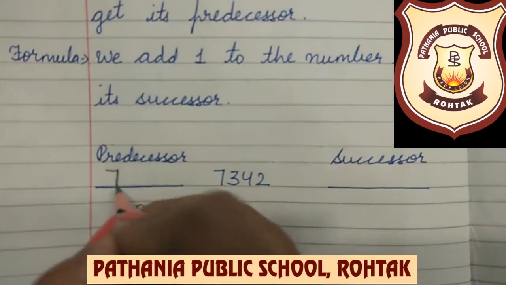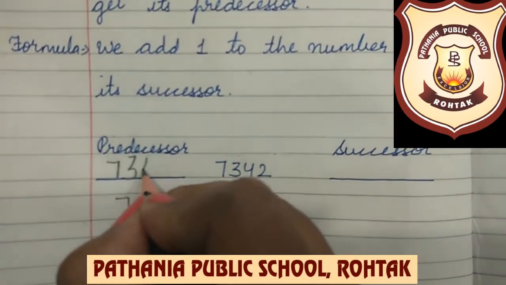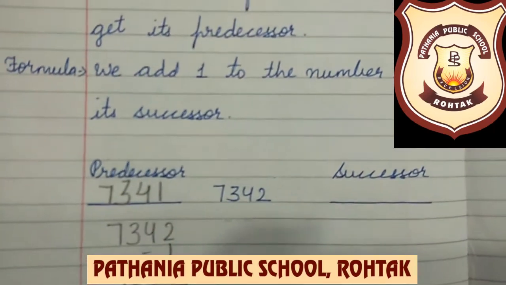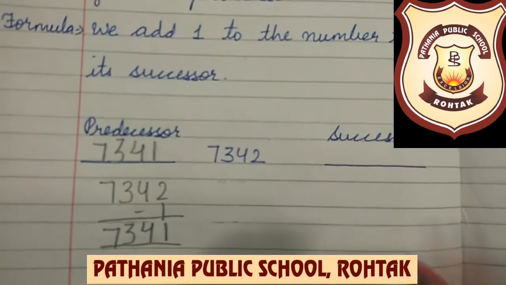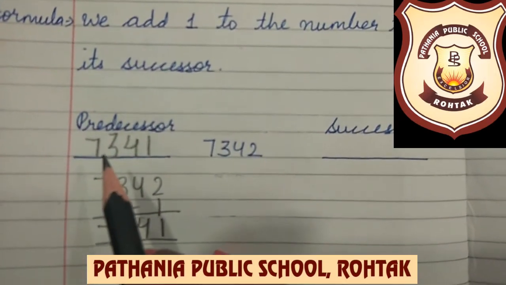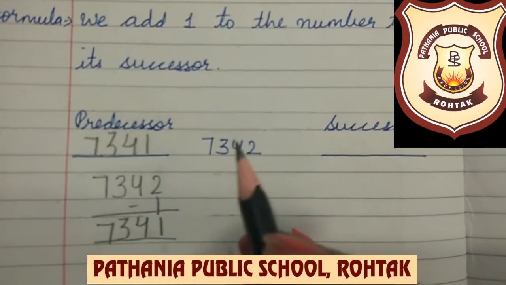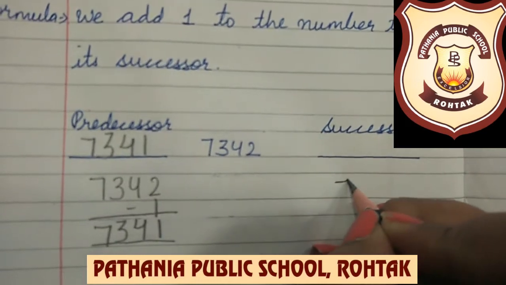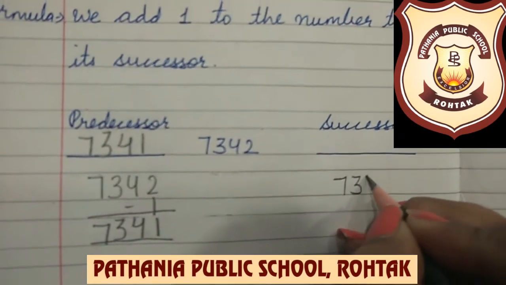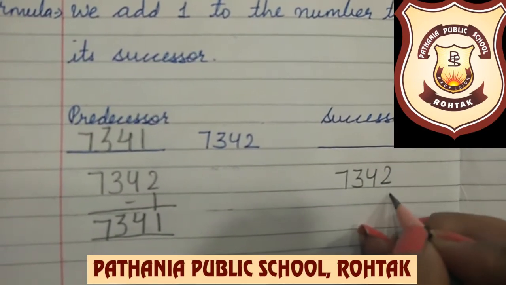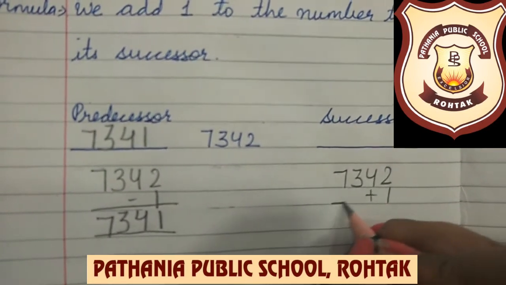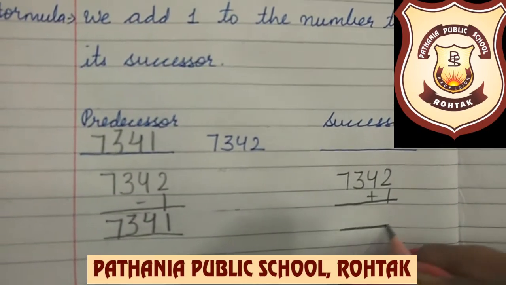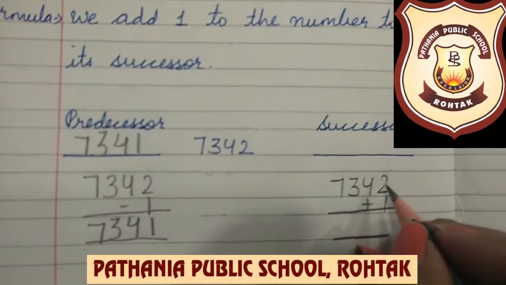So the predecessor of 7342 is 7341. You can check it by counting also: in counting, 7341 comes before 7342. Now for finding its successor, what will we do? We will add 1 to it. If we add 1 to 7342, what will we get?